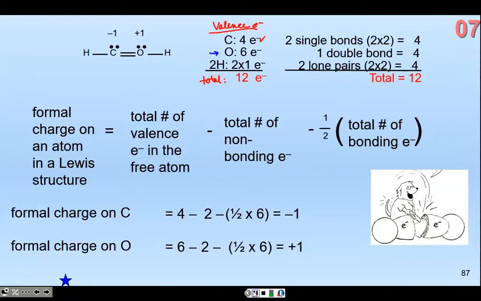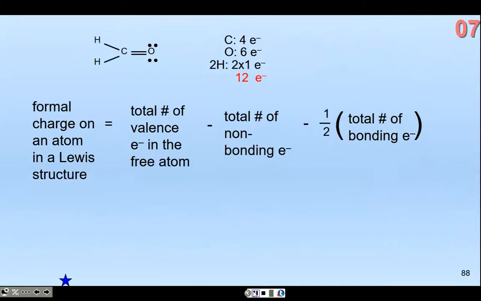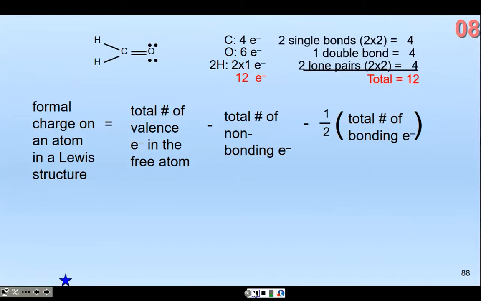Well, let's compare that then to the other possible structure that was proposed. The other possible structure shows 2 bonds between carbon and oxygen and 2 lone pairs on oxygen and none on the carbon. Again, the total number of valence electrons is still 12, which is where it better be. And total valence electrons is always where you want to start. Make sure you don't have the wrong number of electrons represented in your diagram.